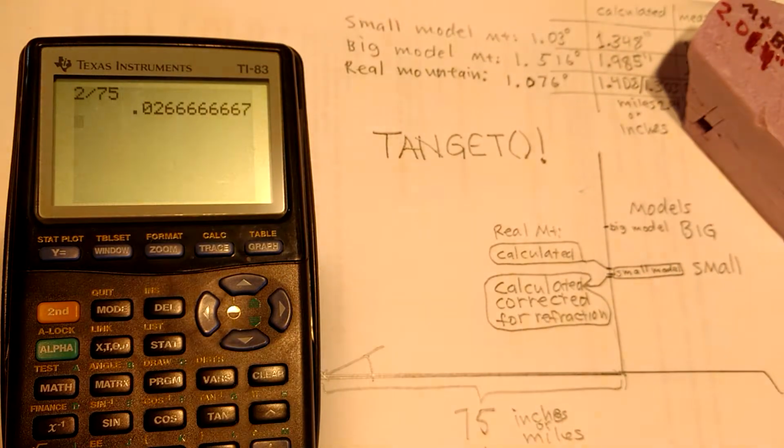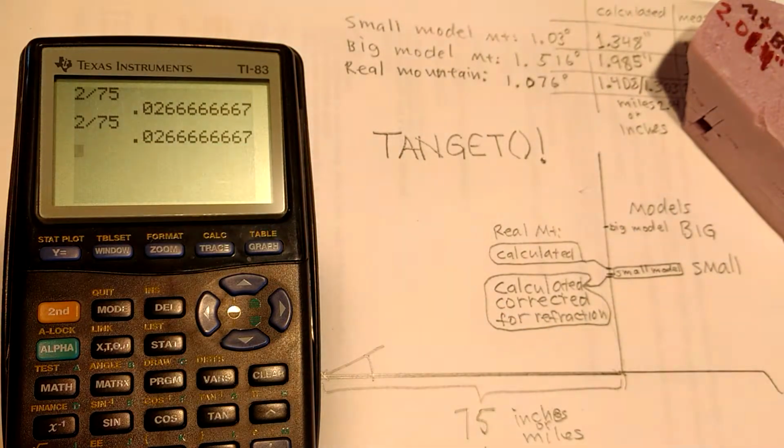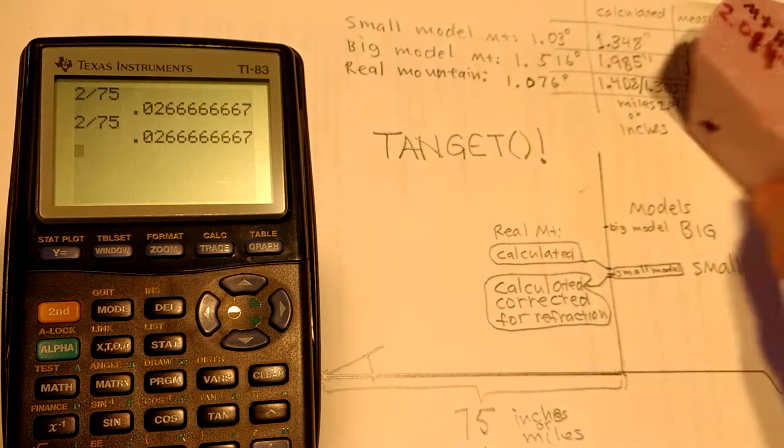Okay, now we're going to do it in inches. Hey, I had to do this. 2 inches divided by 75 inches equals, look, it's the exact same number. I'm sorry, I had to do that. Okay, don't leave any bad comments just because of that. Pick apart something else. Okay.